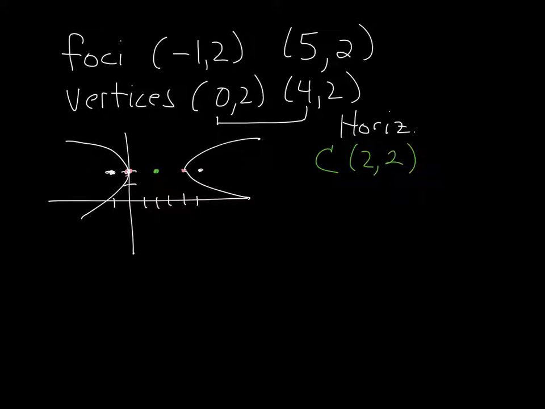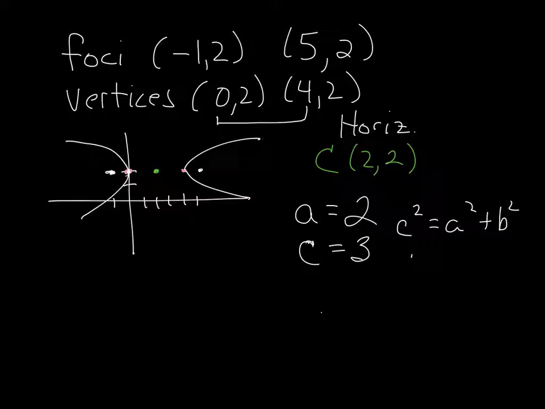If we want to figure out what A is, we know that A is the distance between the center and a vertex. So can you tell me what A is? Yeah, A is 2. And the distance to the foci is 3. So if we just want to find B, we know that C squared equals A squared plus B squared. So we have 9 equals 4 plus B squared. So what is B squared?